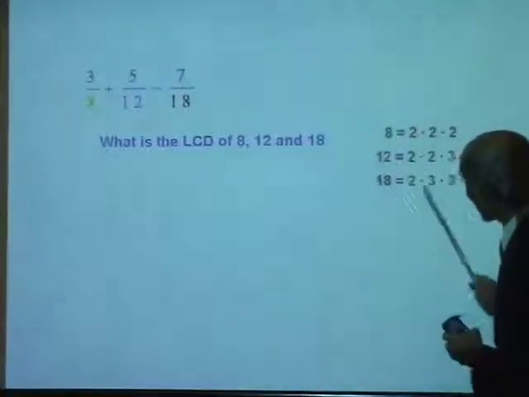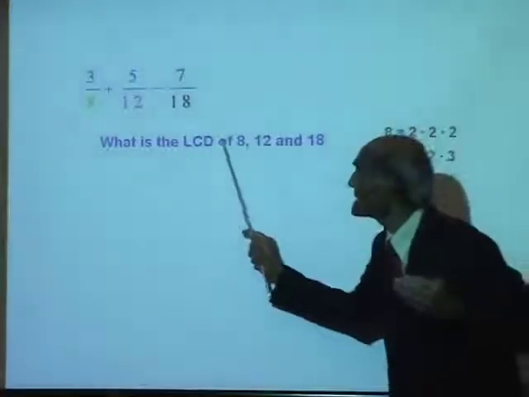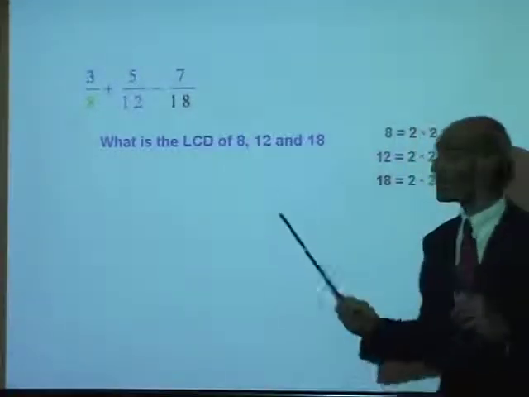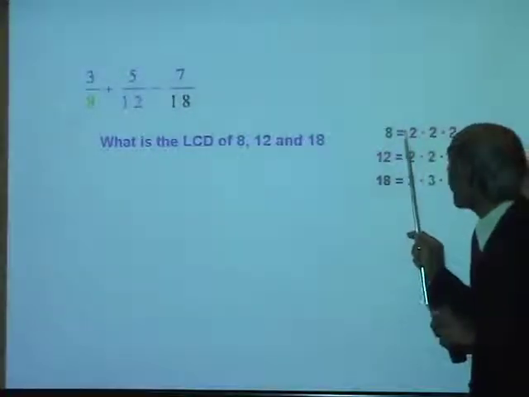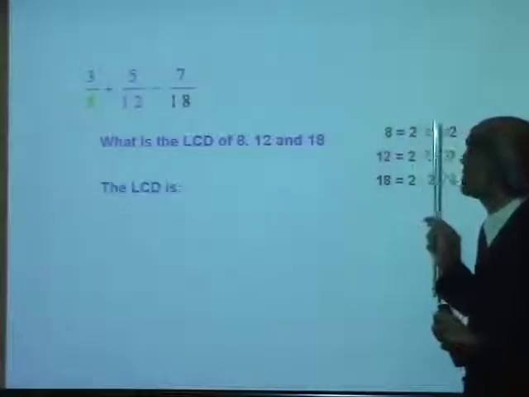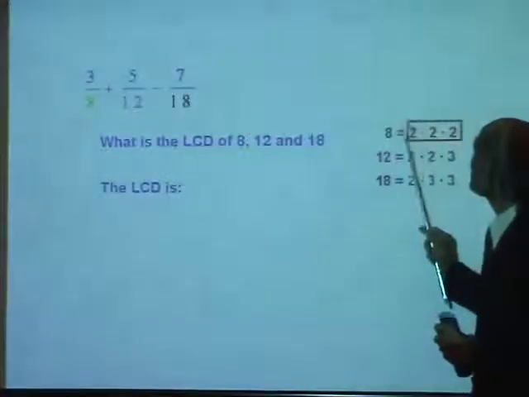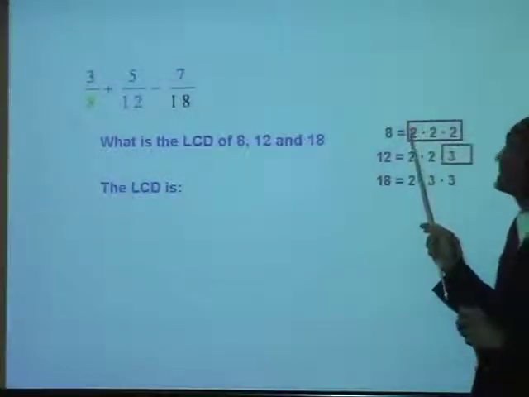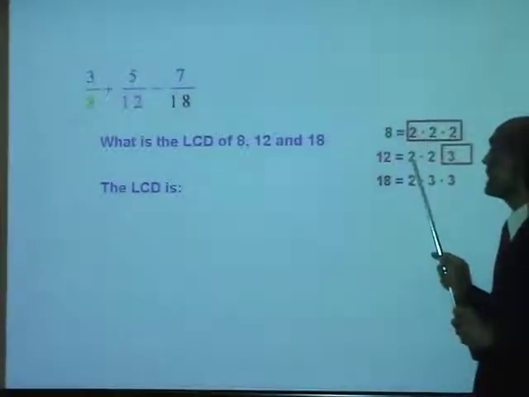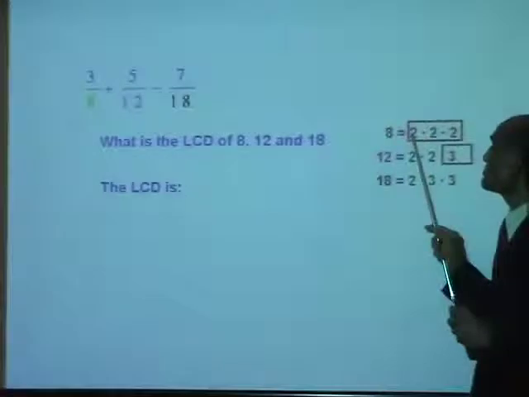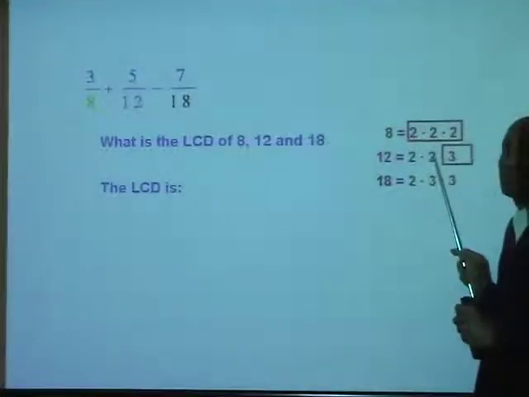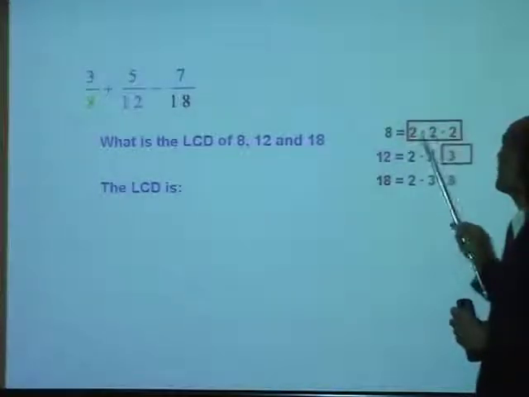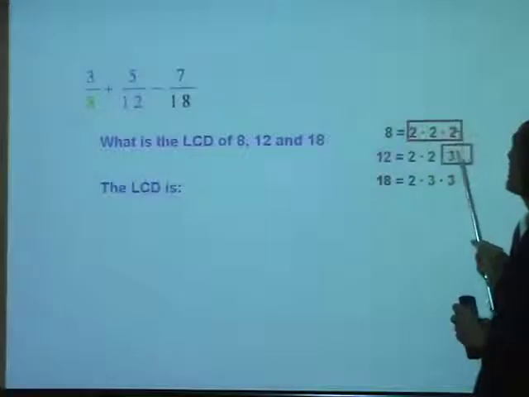Alright, after factoring all the numbers, how do we pick our LCD? What's the method? Now listen one more time. To pick our LCD, start picking all the factors of the first number. So our LCD is 2 times 2 times 2. We pick all the factors of the first number. Come to the second number and say, we don't need this 2 because the 2 has been picked. We don't need this 2 because the second 2 has been picked. But we need this 3. So now we have picked 2 times 2 times 2 times 3.